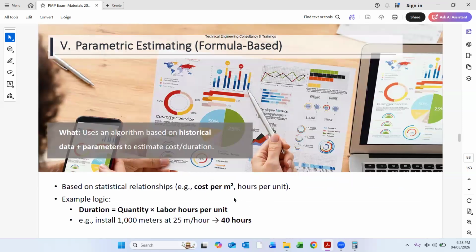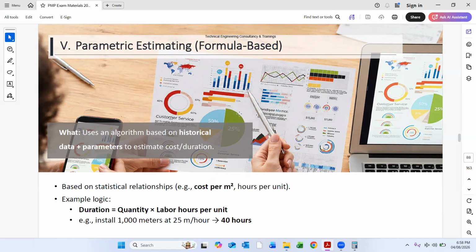Next is parametric estimation, formula based. So what is parametric estimation? Use an algorithm based on historical data plus parameters to estimate cost or duration based on a statistical relationship: cost per square meter, hours per unit. So duration is quantity into labor hours per unit.